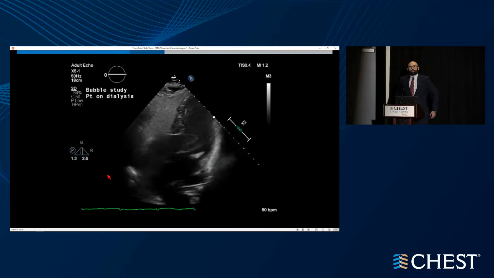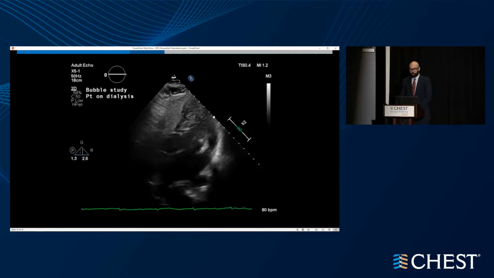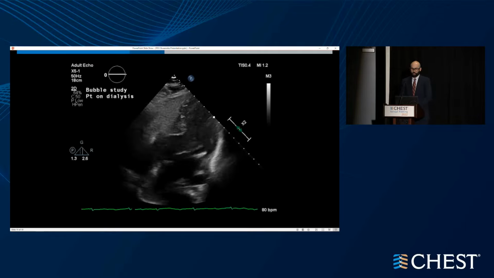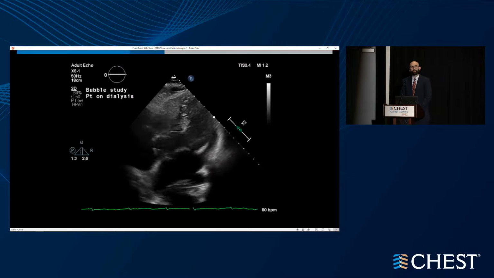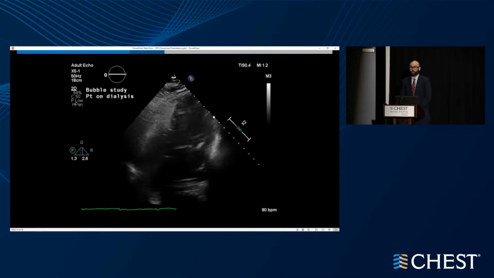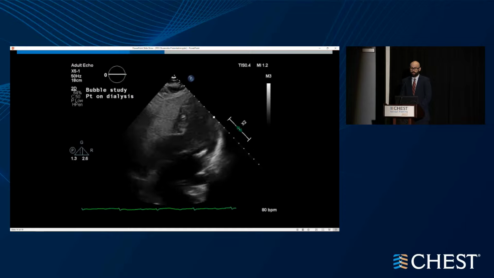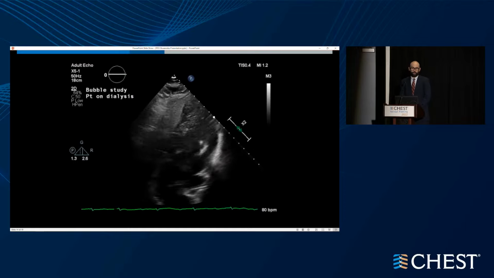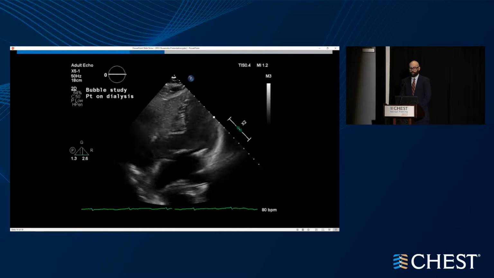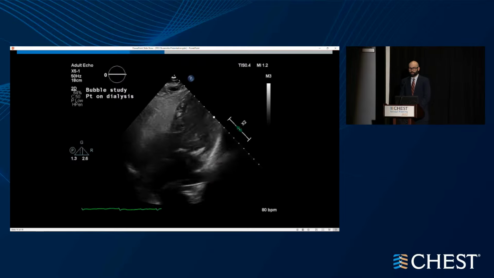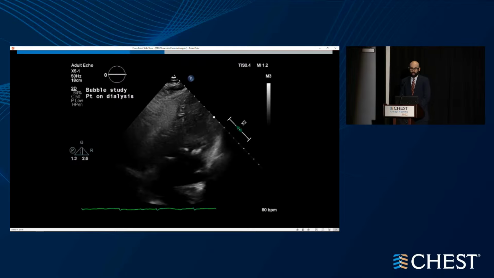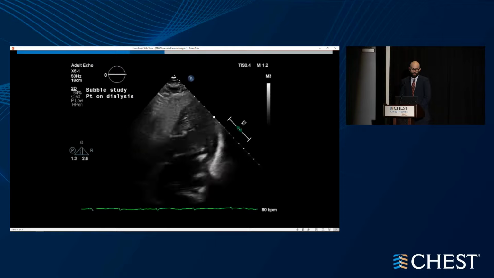So back to our case. We still had not been successful in treating our patient's symptoms, and her symptoms occurred during dialysis. So what we did is we did a TTE while she was symptomatic on dialysis. Her symptoms and her positional intolerance highly limited our ability to get further images, but we did do a bubble study that did note right to left shunting.